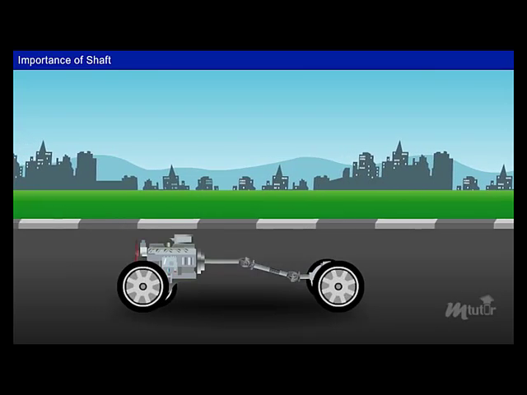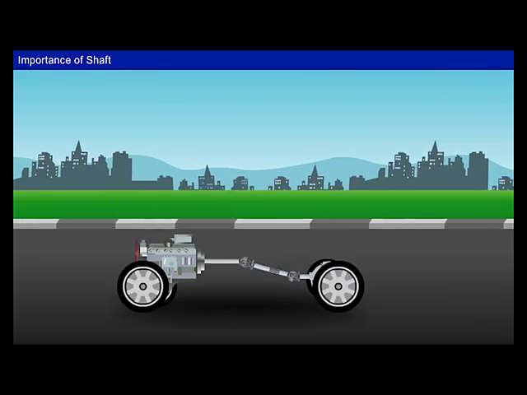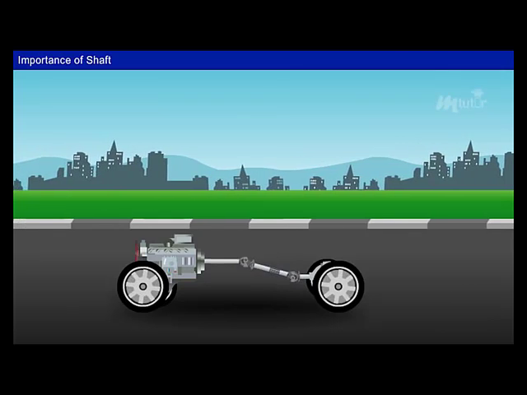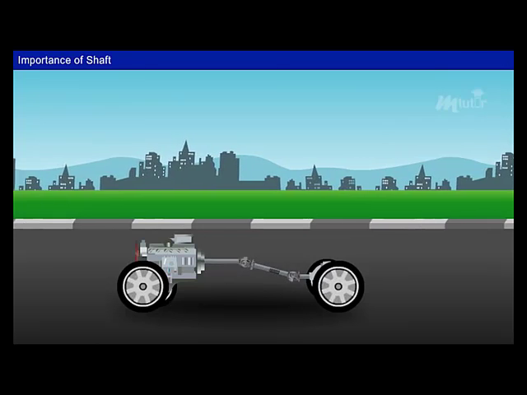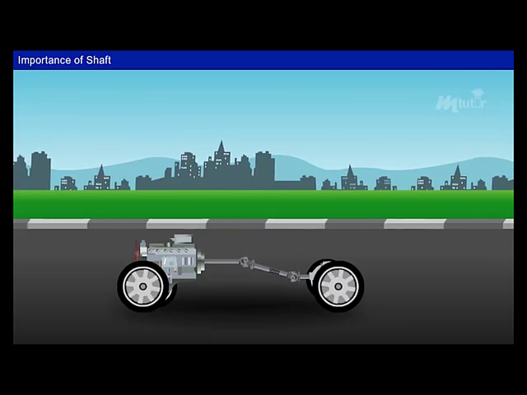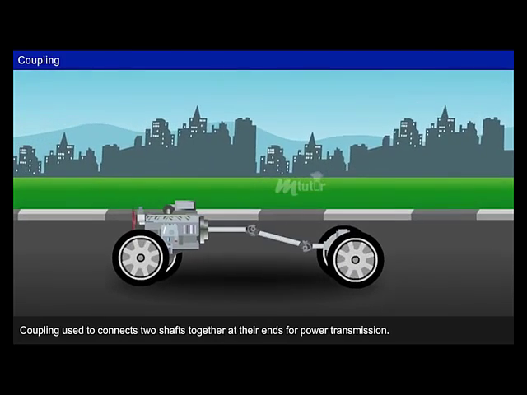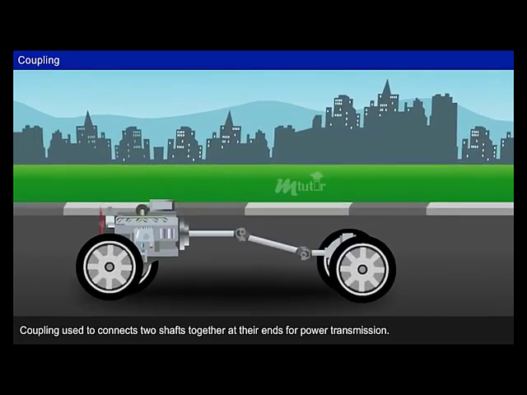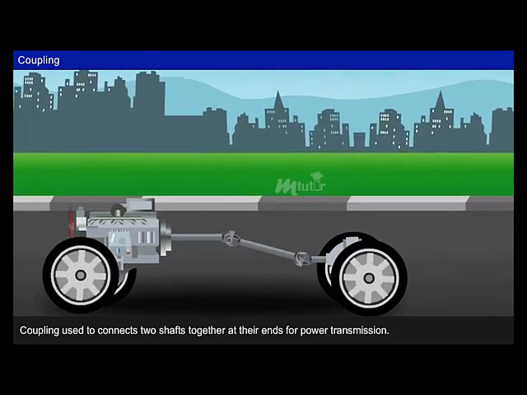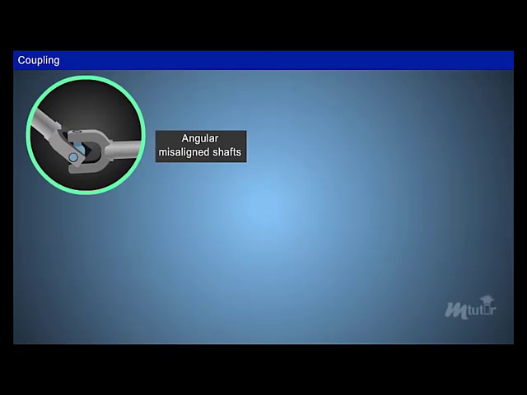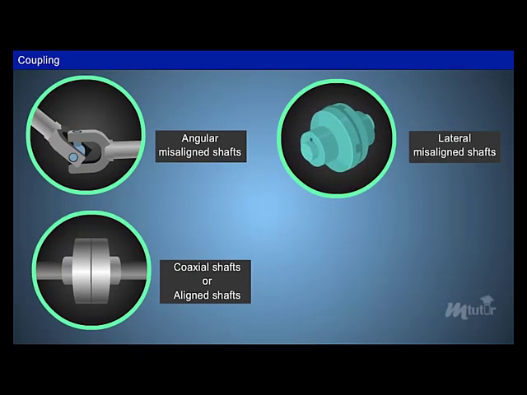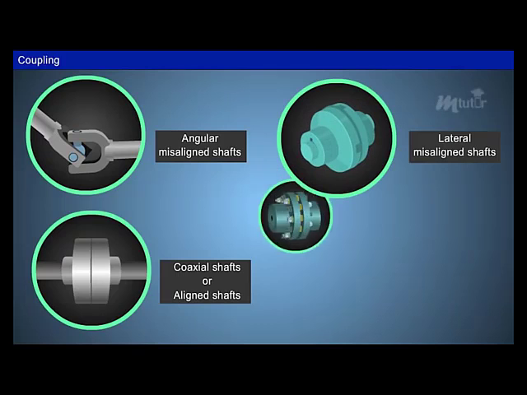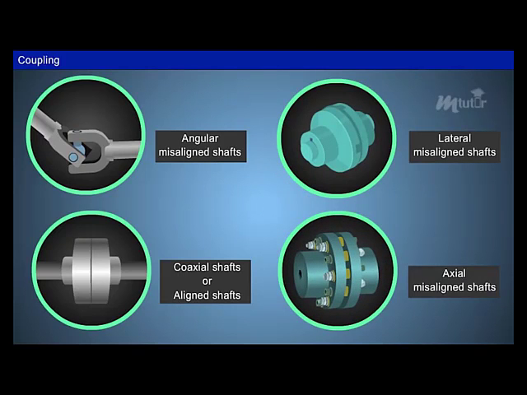To eliminate all these issues, couplings are used for effective power transmission from the driver shaft to the driven shaft. In this chapter, we shall discuss coupling, its types and applications. Coupling is a mechanical device which connects two shafts together at their ends for power transmission. They are used for angular misaligned shafts, coaxial or aligned shafts, lateral misaligned shafts, and axial misaligned shafts.